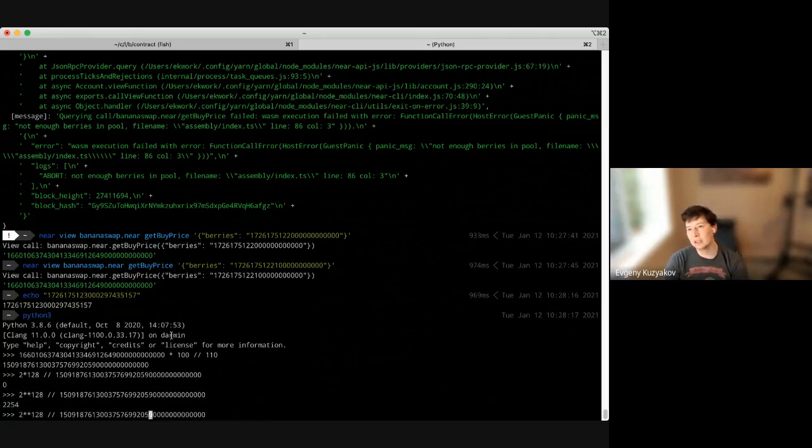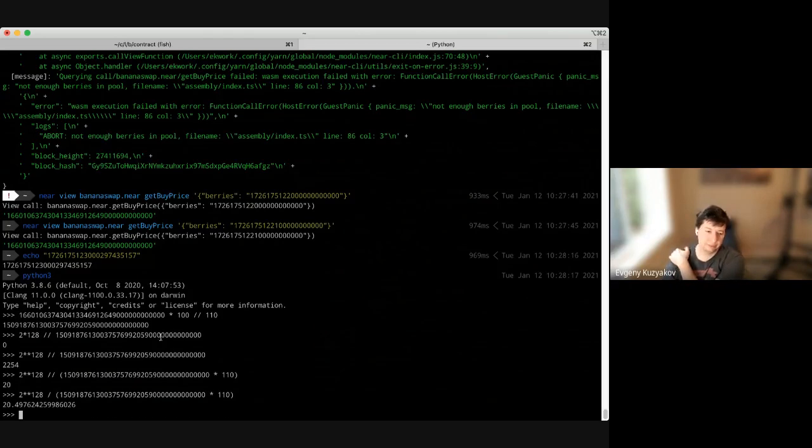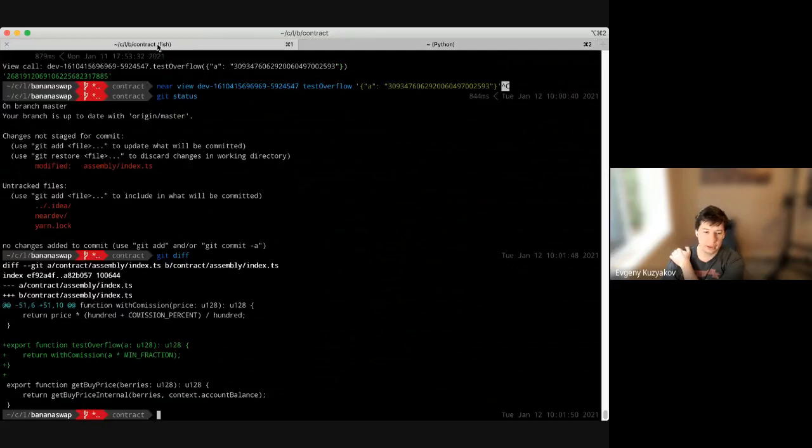But as you remember, the code in this commission is actually multiplied by 110. So the actual number we need to increase is only 20. So if the inner product of the pool would become 20.5 times higher, then we will trigger an overflow in the contract.